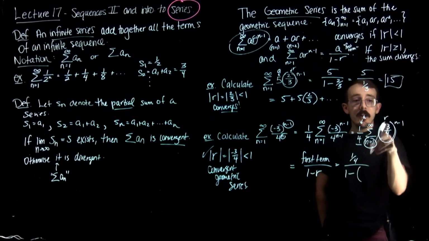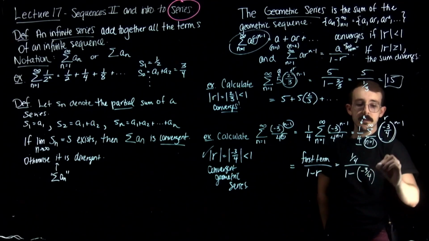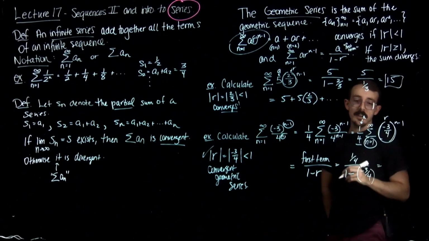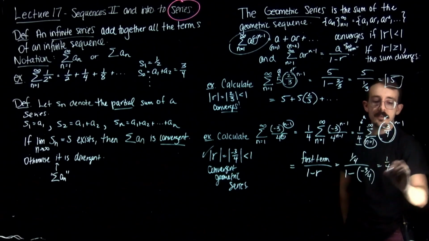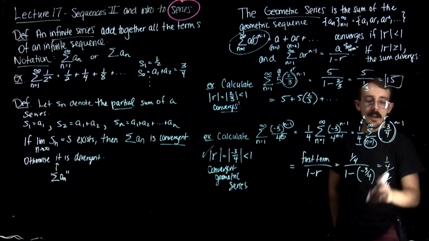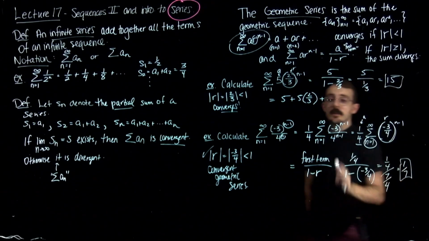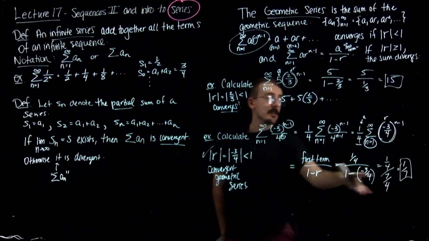1 minus my r value is this that's getting raised to the n minus 1, so that's -3/4. And just notice you get a double negative this time. So this is 1/4 divided by, if you add these two together, you get 7/4. And the 4 and 4 cancel, and you just get 1/7. So this infinite geometric sequence converges to 1/7.